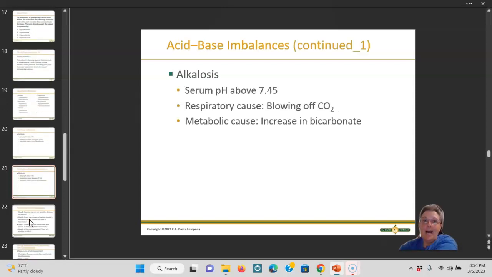Okay. Alkalosis is a pH above 7.45, and they are blowing off the CO2. So their increased respirations tend to be anxious patients that are hyperventilating, so we give them a bag. The metabolic cause would be an increase in bicarbonate. So if somebody were to take a whole bunch of Tums, that would be metabolic alkalosis.